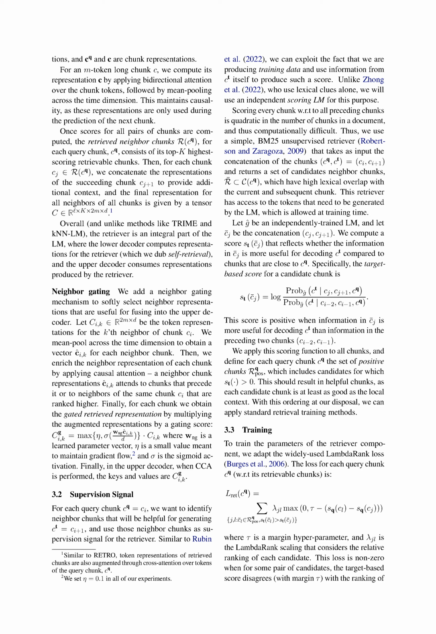Section summary. To generate the next chunk in a query, the authors identify neighbor chunks that can be used as supervision signals for the retriever. They use a BM25 unsupervised retriever to return a set of candidate neighbor chunks with high lexical overlap with the current and subsequent chunk. They then compute a target-based score for each candidate chunk to determine whether the information in the chunk is more useful for decoding the next chunk compared to information in the preceding two chunks.